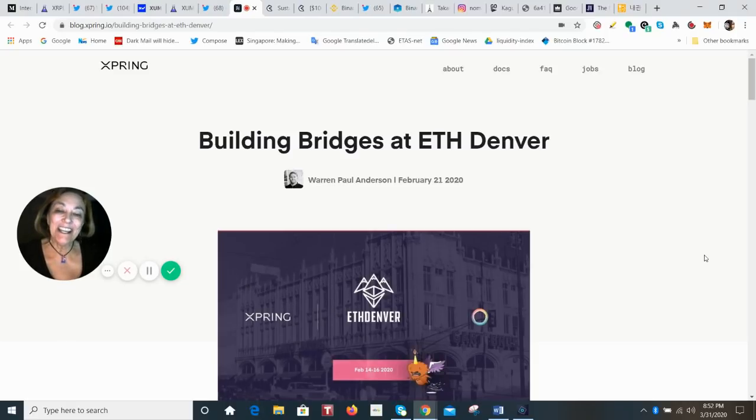Well, just as XRP is a neutral settlement bridge currency and RippleNet is an interoperable rail, a payment rail, Spring is also seeking to be open with protocols and standards, and they want to build a bridge between XRP and Ethereum. And I think everybody remembers this article.